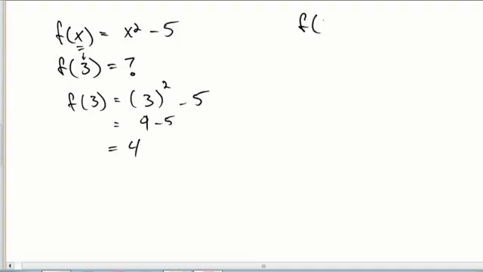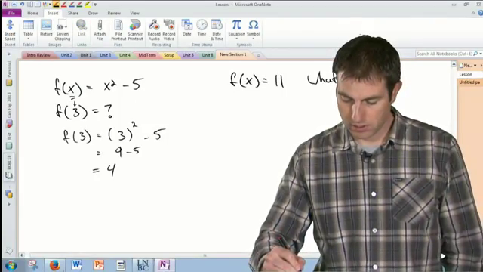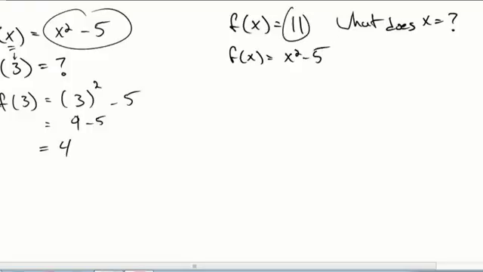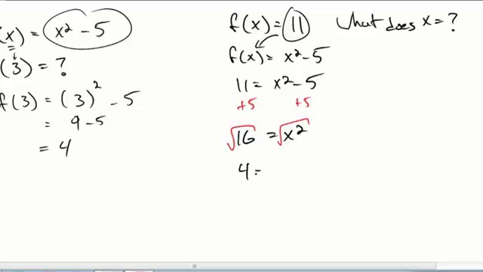What if I said f of x is equal to 11, and I said, what does x equal? That makes more sense. So what we're saying here is that this function f of x is equal to x squared minus 5. Now I'm saying, okay, everywhere there's an f of x, replace it with 11. So 11 is x squared minus 5. So you say, okay, I can solve for x. I'll add 5 to both sides. And I get 16 is equal to x squared. I want to get x by itself, so I take the square root of both sides and end up with 4 is equal to x.